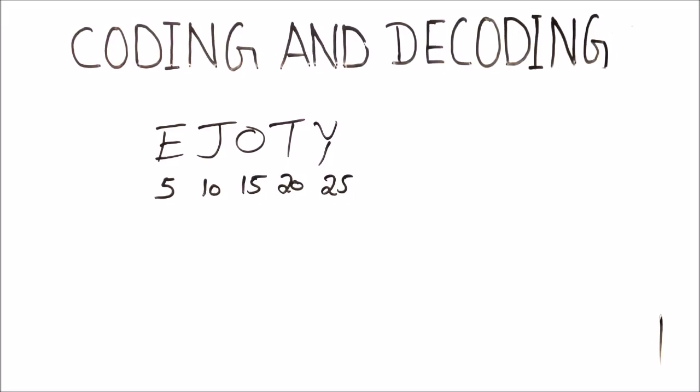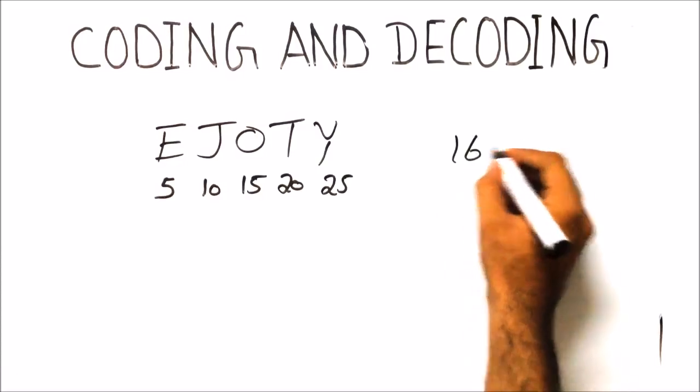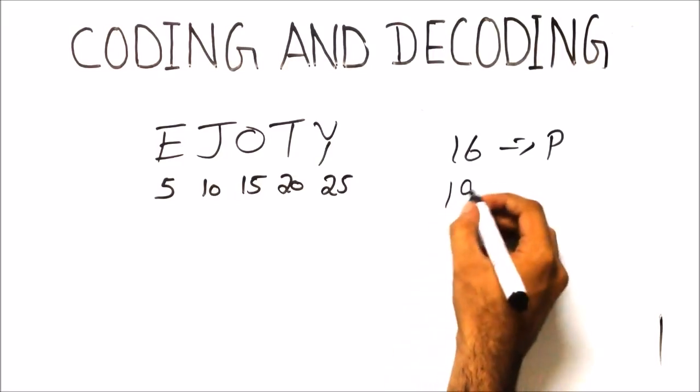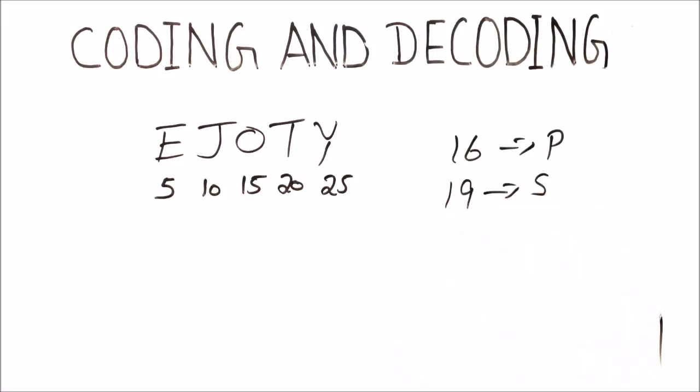For example, if I ask you at which place P comes, you can easily say that O comes at 15th and hence P comes at 16th, because P succeeds O, that is after O. If somebody asks you at which place S comes, you can easily tell that it is after R, so S comes at 19th place.